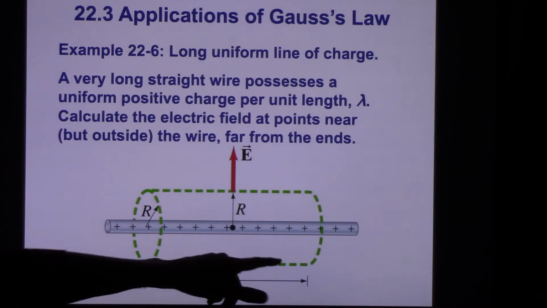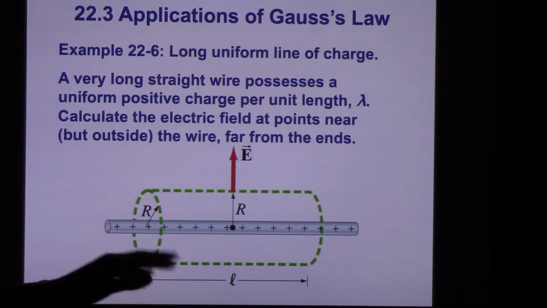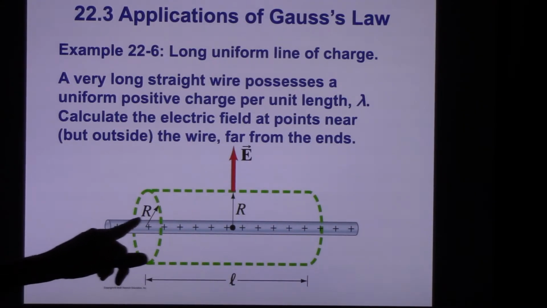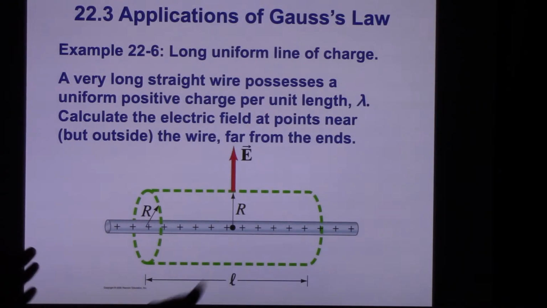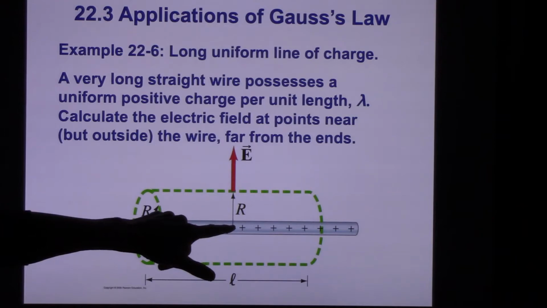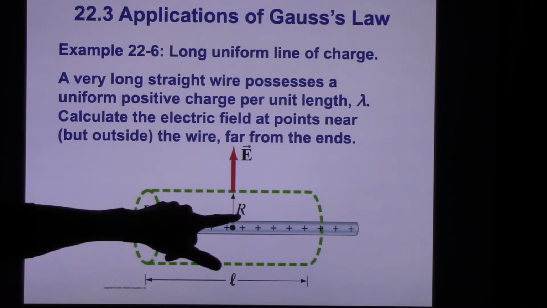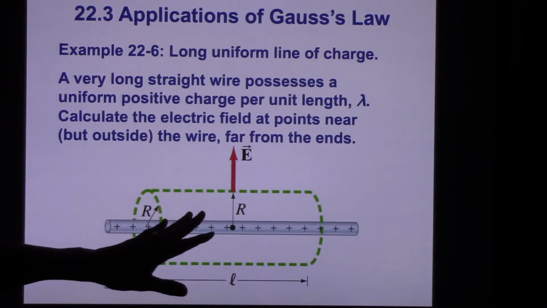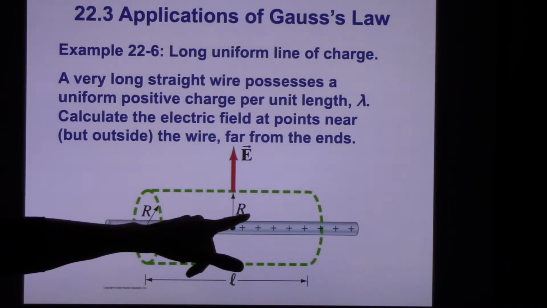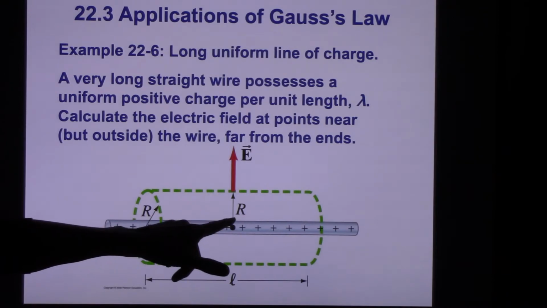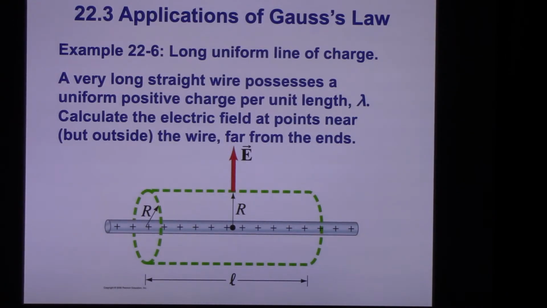So what we're going to do is imagine a length of that charge distribution, length little l, and we're going to be looking at a distance from the center out to a Gaussian surface, which is r. Now they've used big R here. I want to change that to little r because that's a variable, right? That's not a fixed value of r. So let's do that.